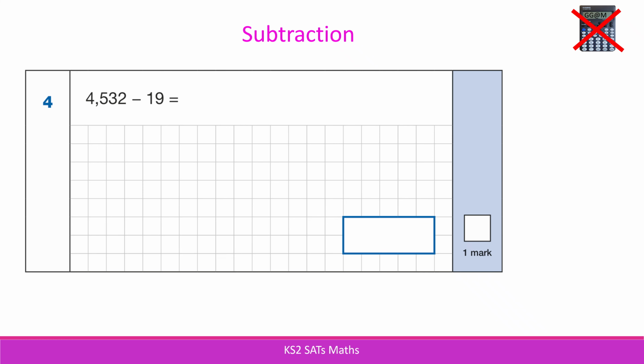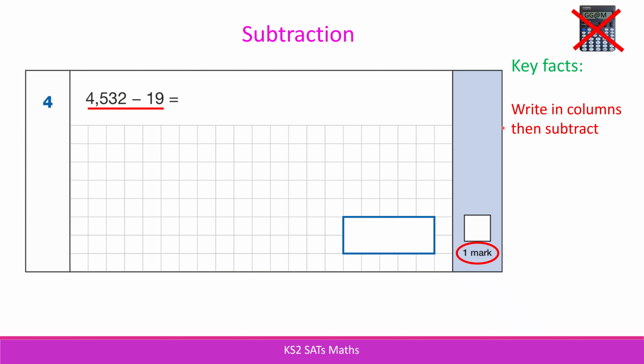This is a question on subtraction. We're going to look at subtracting 4,532 take away 19. You need to write your answer in the box provided, and this will give you 1 mark in the exam. So your key facts.